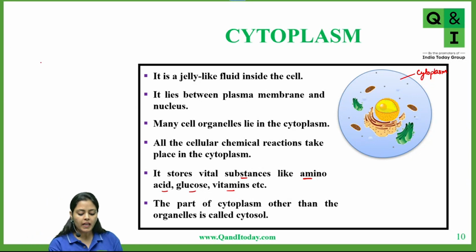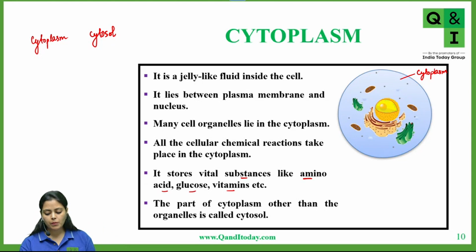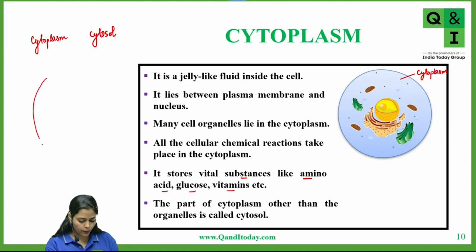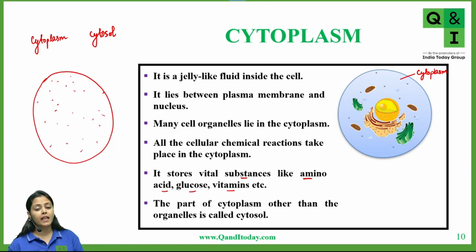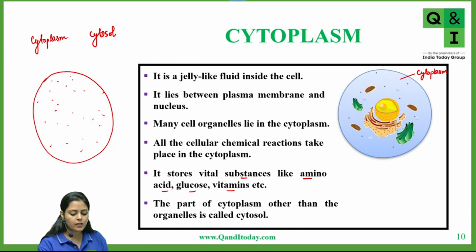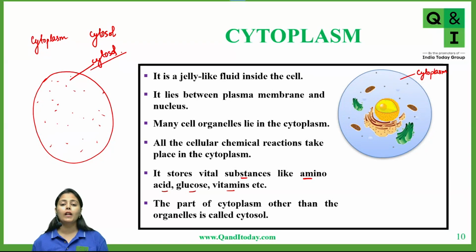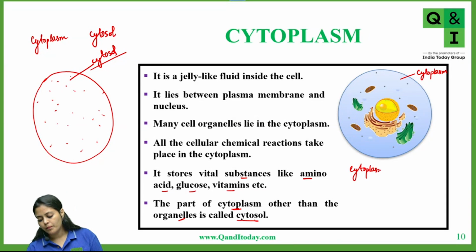Now, an important term here is the difference between cytoplasm and cytosol. Okay, so see this image here. If in this image I remove all these cell organelles, then what will you get? You will simply get a cell in which only this jelly-like fluid is present. This jelly-like fluid which is present inside the cell where cell organelles are absent is called cytosol. So basically, it is the part of cytoplasm other than the cell organelles. You can also say that cytoplasm minus cell organelles equals cytosol.